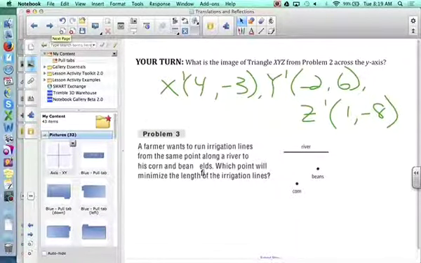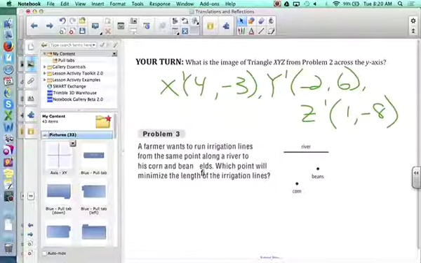Last problem. In problem 3, kind of an application of reflections, I'm trying to minimize the length of my irrigation line. My irrigation line needs to go from the corn to the river and back to the beans. Well, where on earth would reflections come in if I'm trying to find the shortest amount of irrigation line to use here? How can I use reflections to find the shortest amount of irrigation lines that I'm using to go from the corn to the river and back to the beans.